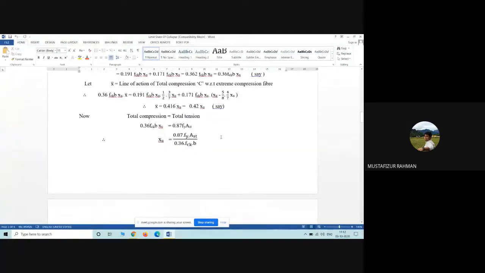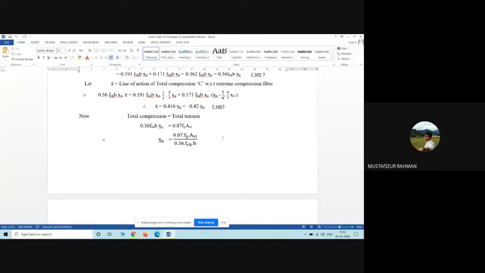So on our last discussion, we got one expression: XU is equal to 0.87 fy Ast divided by 0.36 fck into b. This XU is the neutral axis depth. Now this neutral axis depth is with respect to the extreme compression surface, not with respect to the extreme tension surface, right?